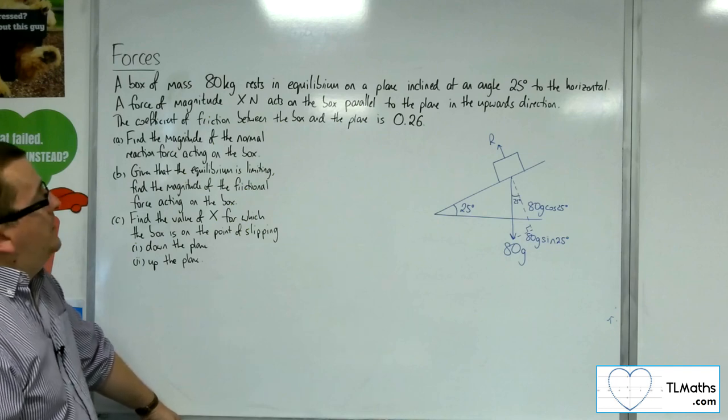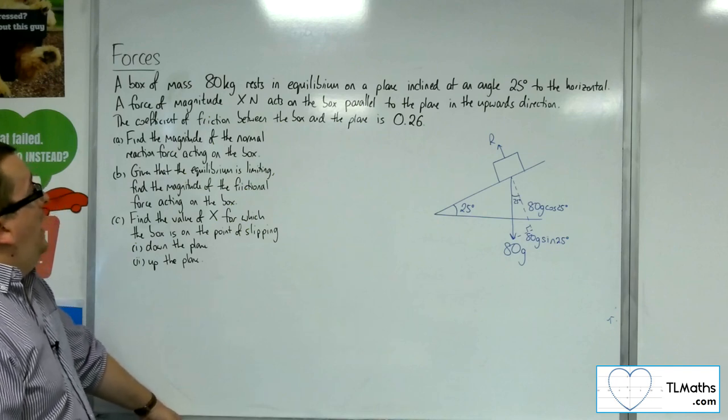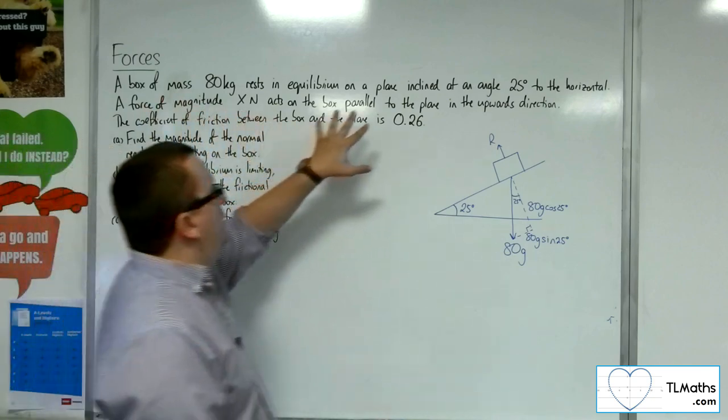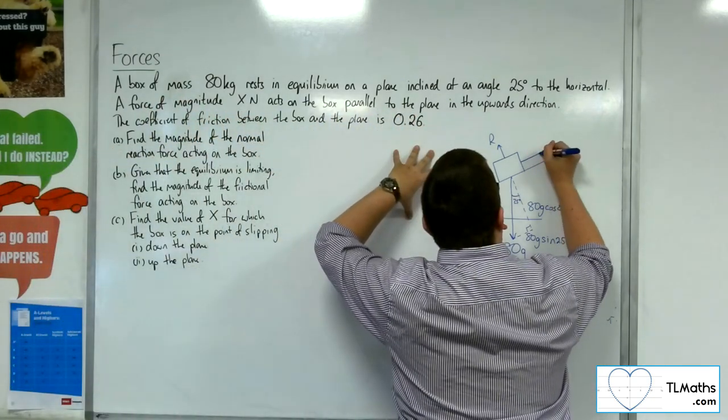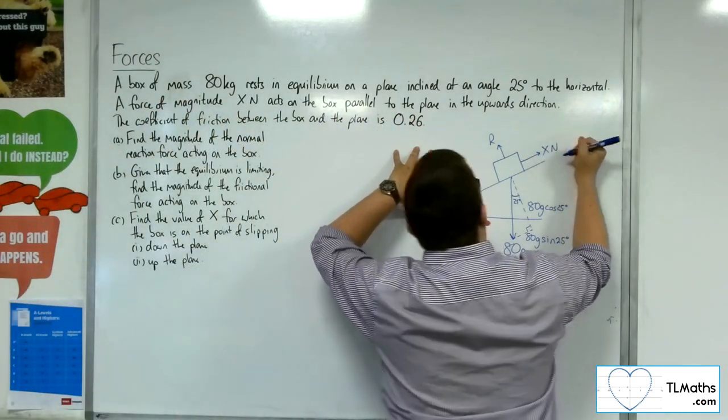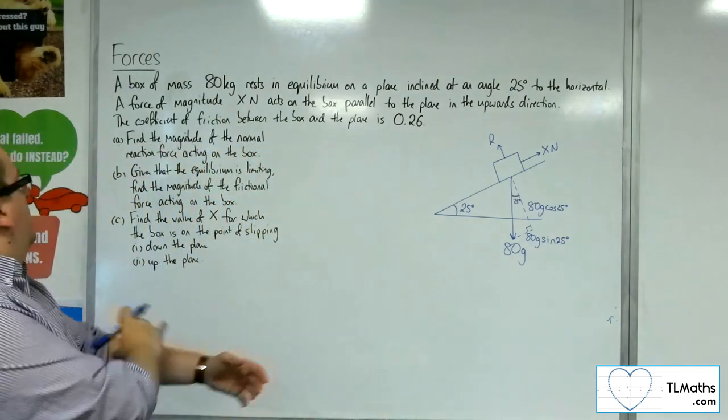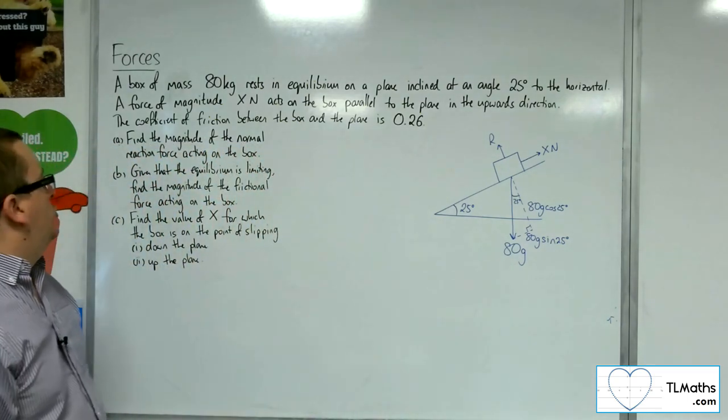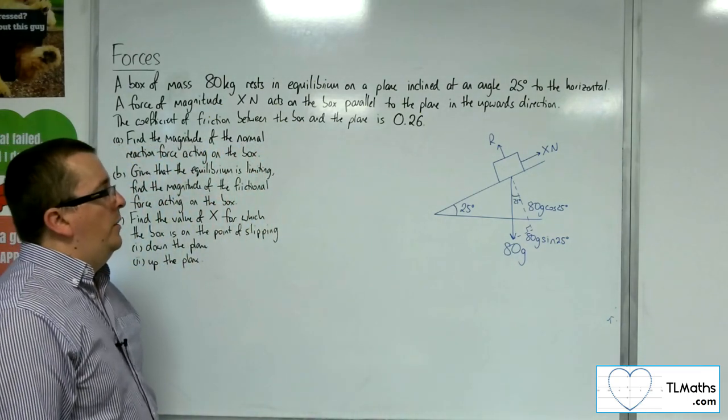So we've got all of that. We've got the mu is 0.26. We've got this x newtons acts on the box parallel to the plane in the upwards direction. So there's our x newtons. Okay. Find the magnitude of the normal reaction force acting on the box.